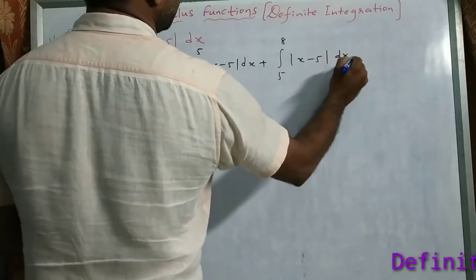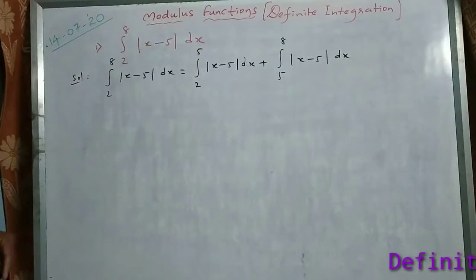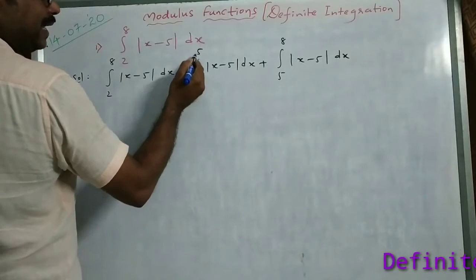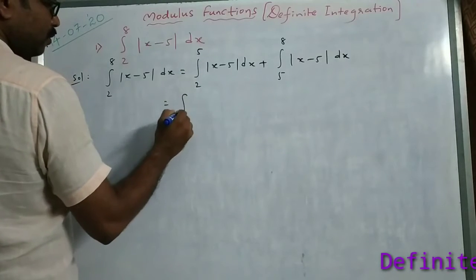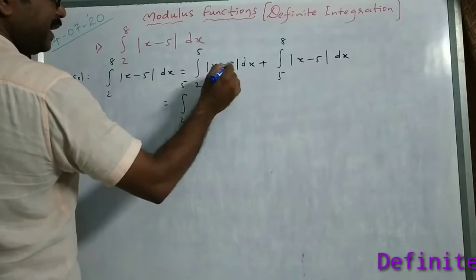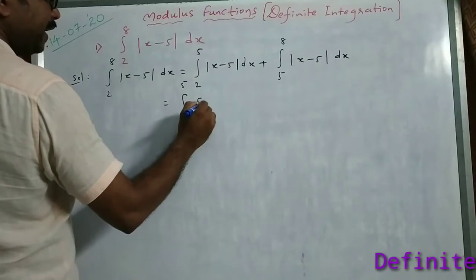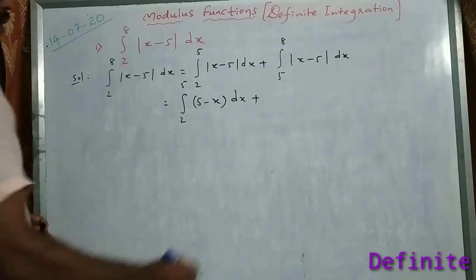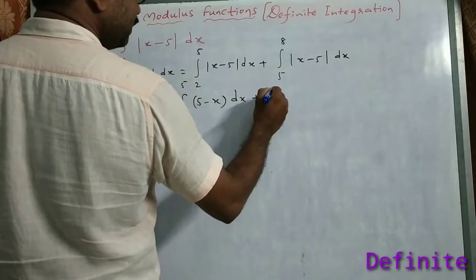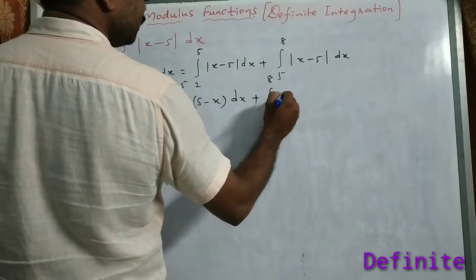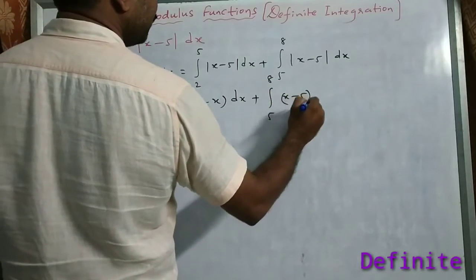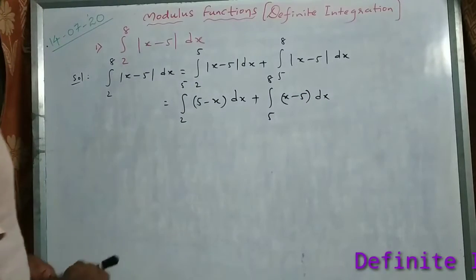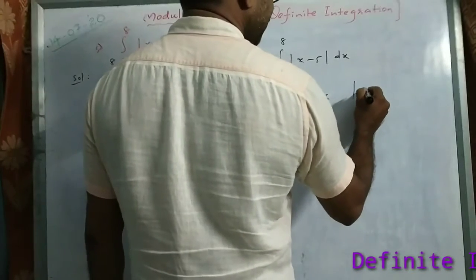5 dx. Okay. So since it is 2 to 5, x less than 5, so modulus x minus 5 will be 5 minus x dx, plus between 5 to 8 it will be positive, so x minus 5 dx. I told you already the definition of this. What is the mod x minus 5 value?